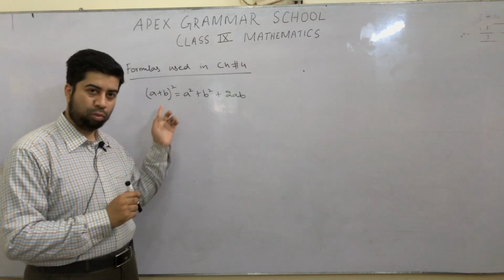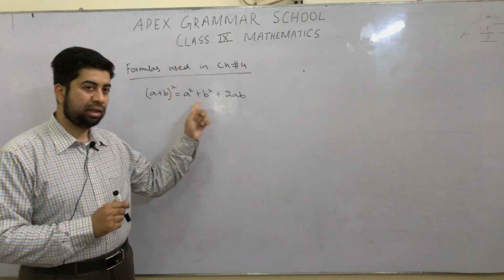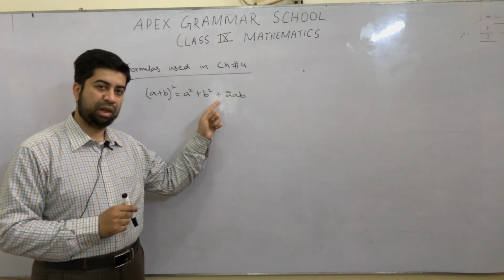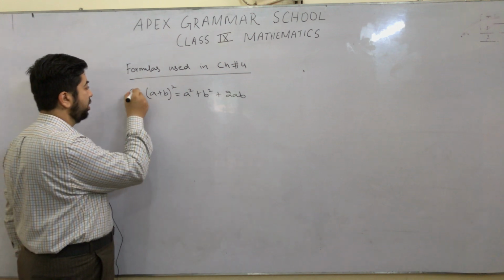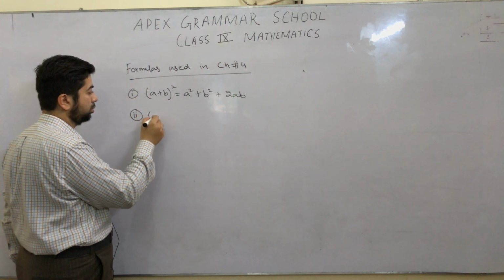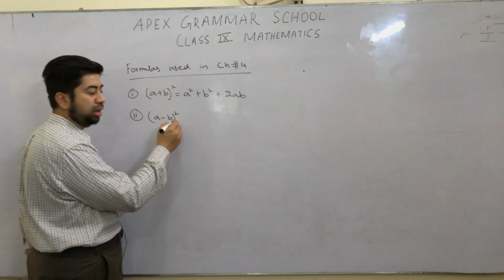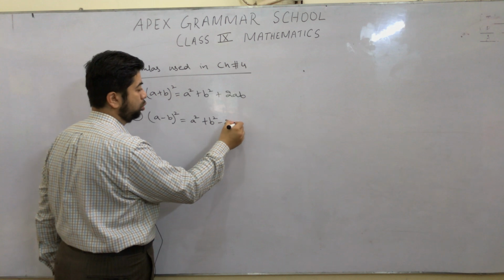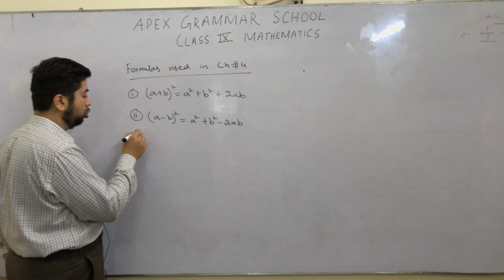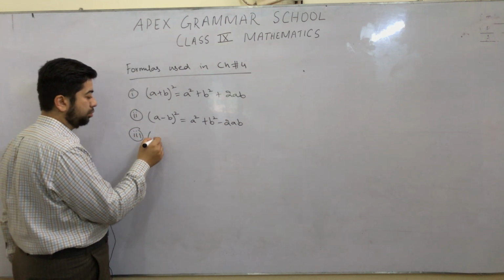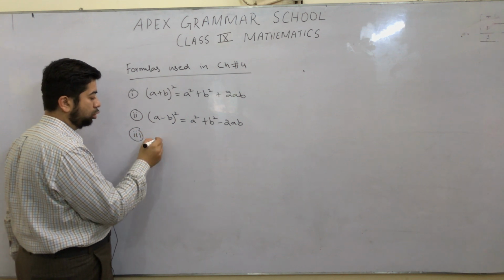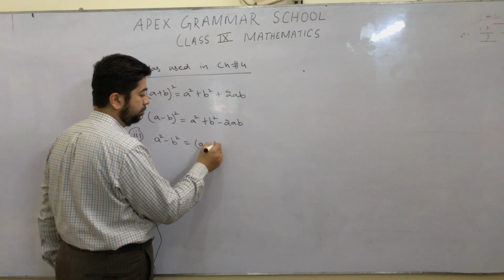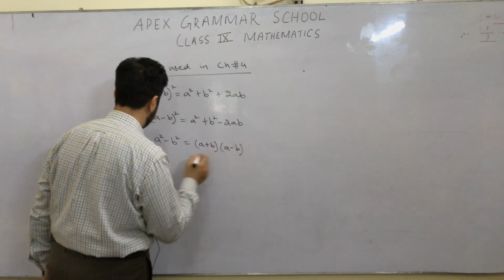The first formula is (a plus b) whole square is equal to a square plus b square plus 2ab. The second formula, that is (a minus b) whole square is equal to a square plus b square minus 2ab. The third formula, that is a square minus b square, is equal to (a plus b) into (a minus b).